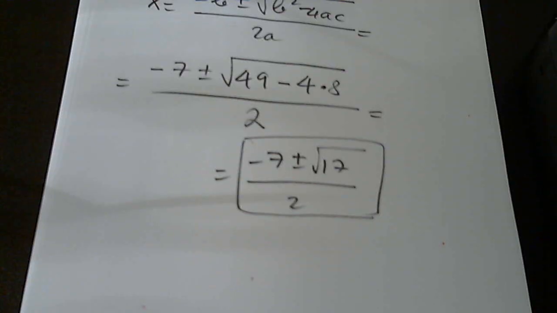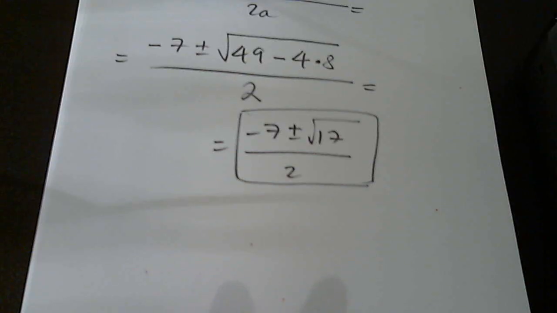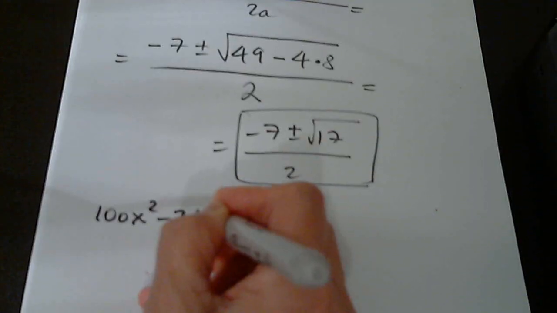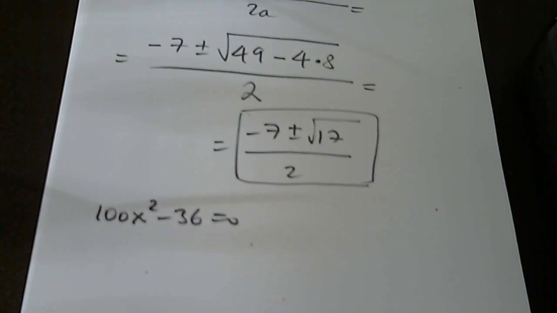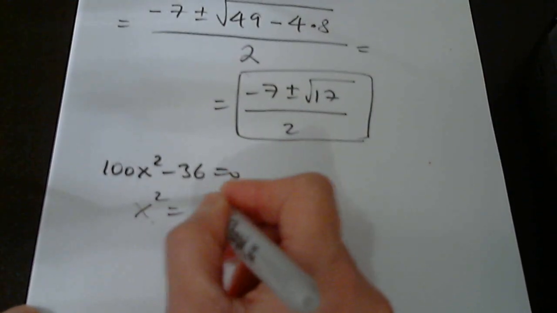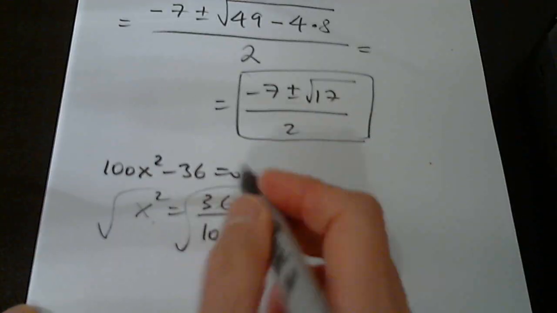Anyone? Any suggestions? What would you do here with this problem? Use the quadratic equation? No, not with these, with two terms. The square is completed. So let's work on this one: 100x squared minus 36 equals 0. Because the square is completed, I'll move 36 and divide by 100, and then take the square root from both sides.